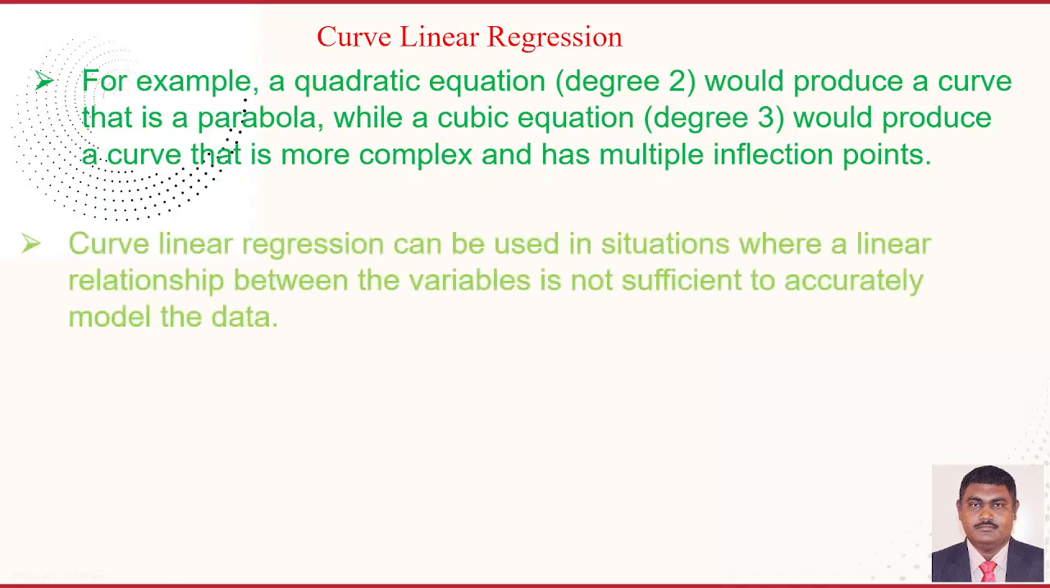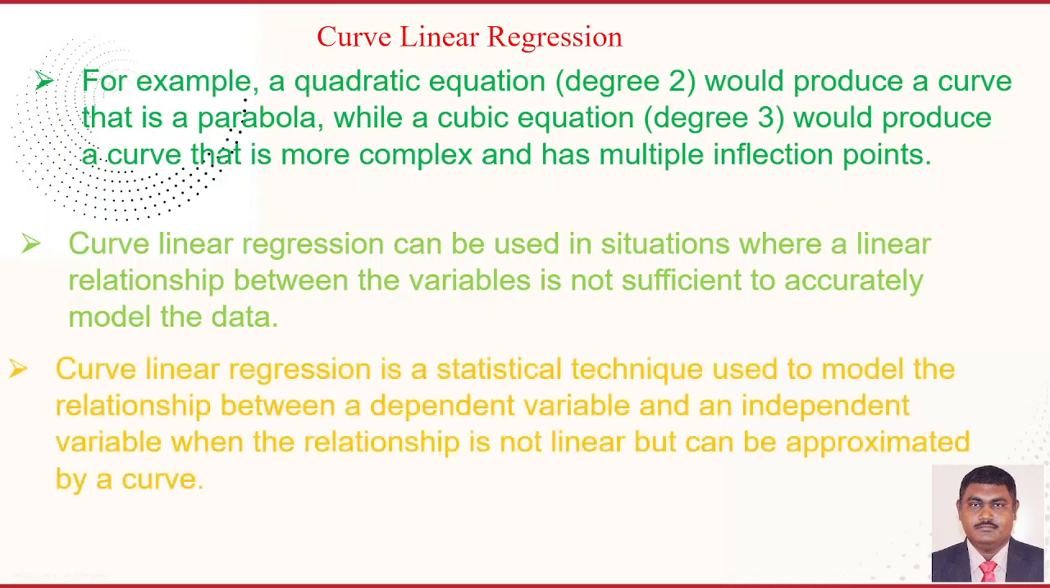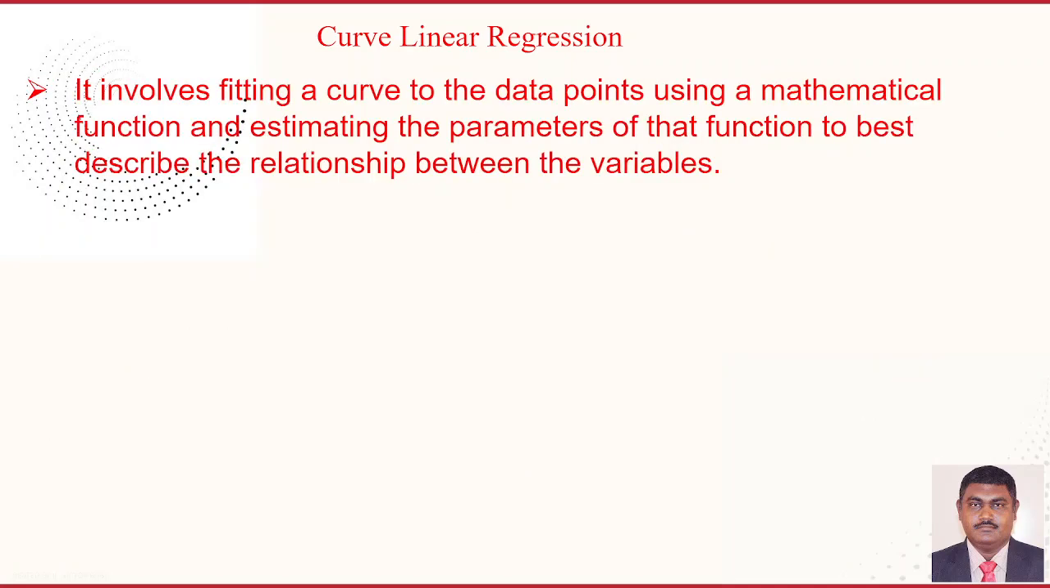Curvilinear regression can be used in situations where a linear relationship between the variables is not sufficient to accurately model the data. Curvilinear regression is a statistical technique used to model the relationship between a dependent variable and an independent variable when the relationship is not linear but can be approximated by a curve. It involves fitting a curve to the data points using a mathematical function and estimating the parameters of that function to best describe the relationship between the variables.